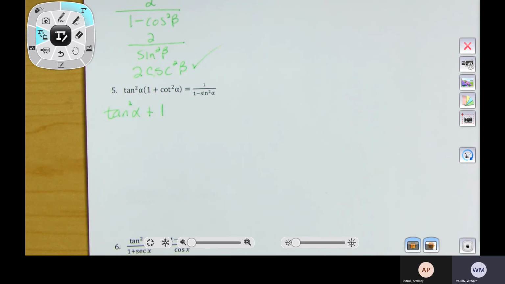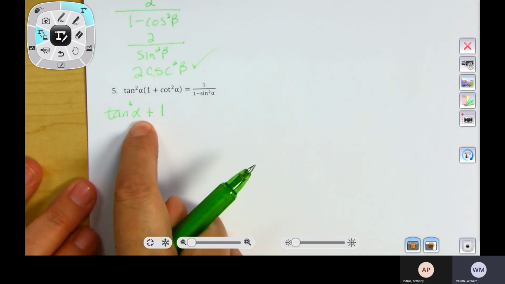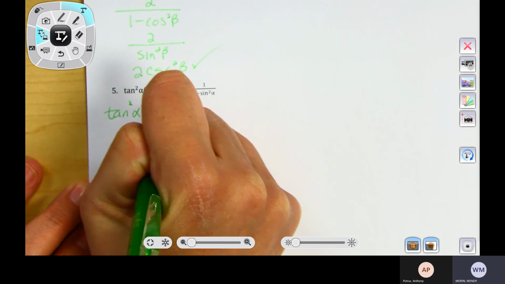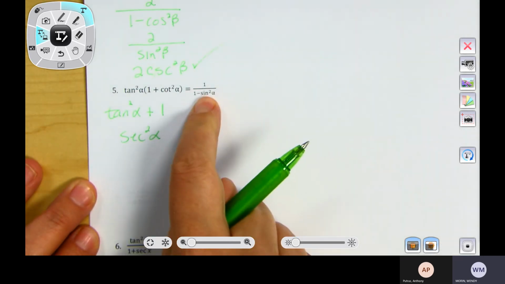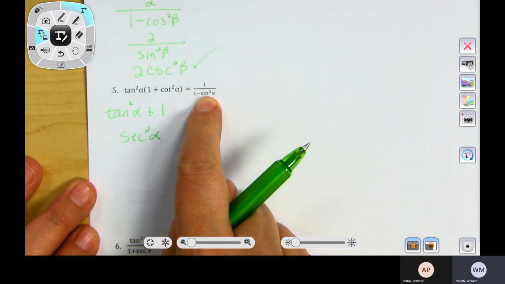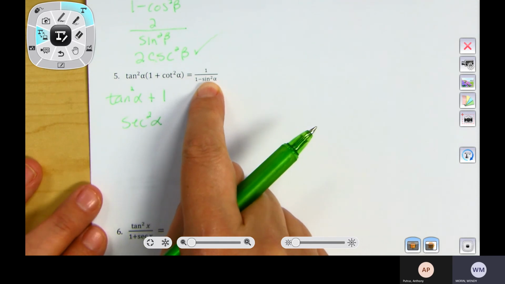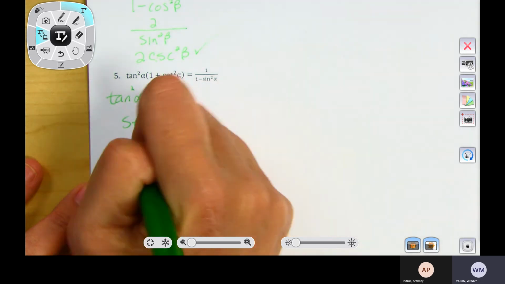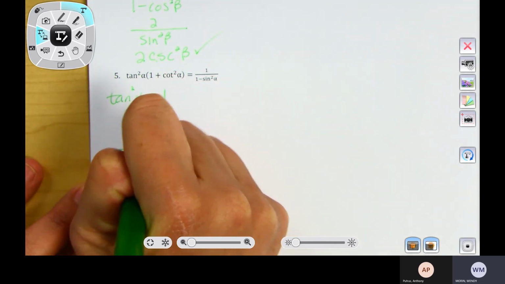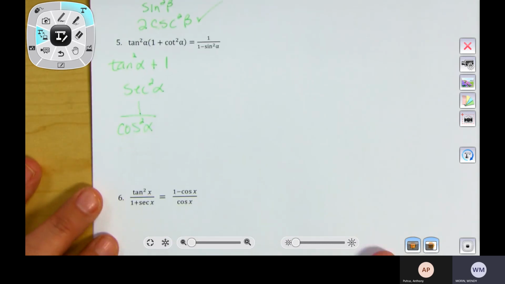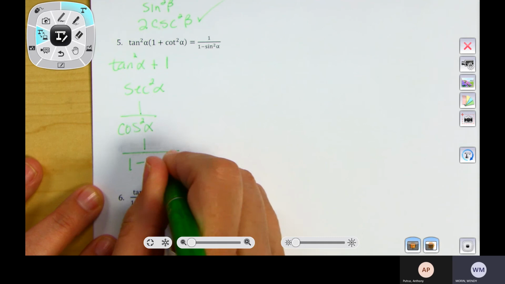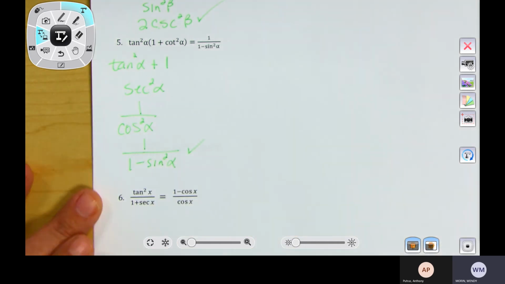What's that? Recognize it? Yep, secant squared. That's an alpha. We're trying to get to this. What do you think we should do next? What pairs well with sines? Yeah, cosines pair well with sines. So I'm going to change that to that, and I'm done. So that's one of my Pythagorean identities.